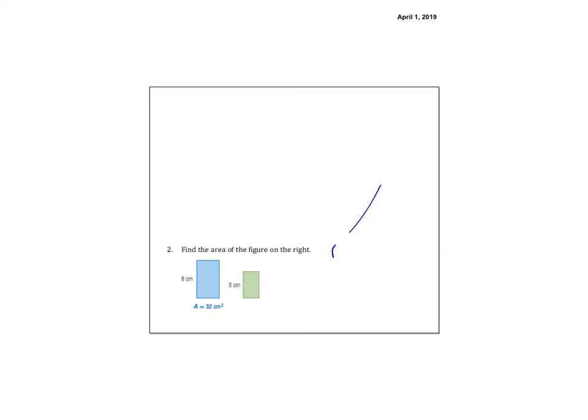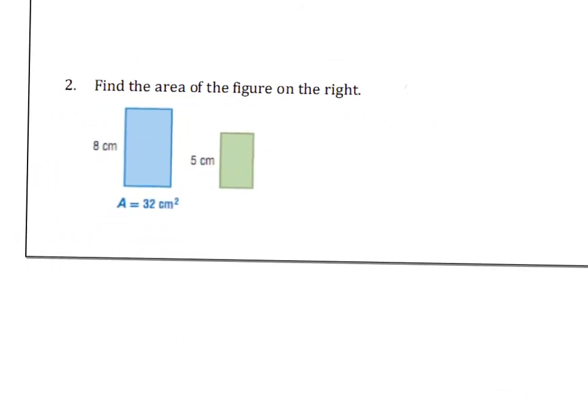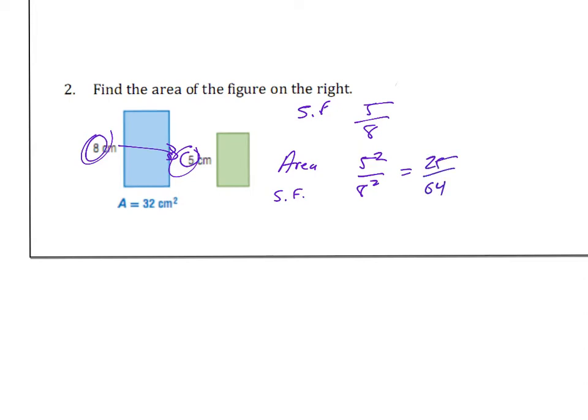Oops, I don't know why you keep drawing that. So if I look here, my scale factor, I'm going from 8 to 5. So the scale factor is going to be 5 over 8. Okay, I just put the second one on top, the first one on the bottom. So the area scale factor is going to be 5 squared over 8 squared. So that's going to be 25 over 64.